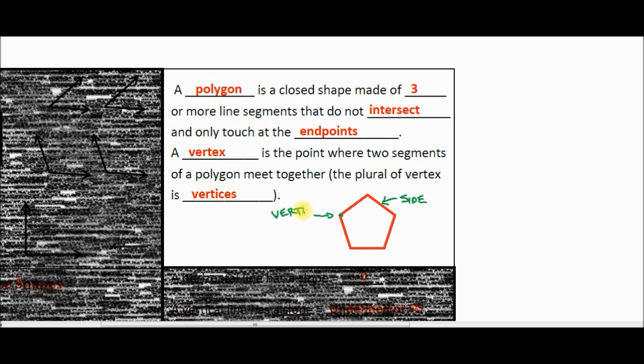And you can see if you count them, there are actually 5 vertices on a 5-sided polygon. There's 4 on a 4-sided, there's 3 on a 3-sided. So 1, 2, 3, 4, 5. Those are all vertices of this polygon. So you got 5 sides of this polygon, there are 5 vertices.